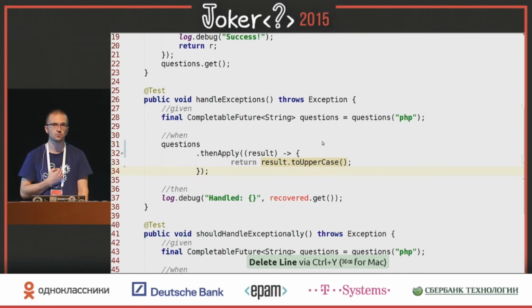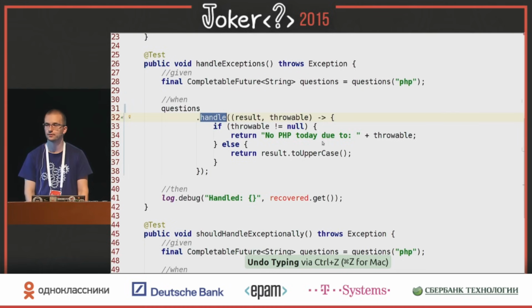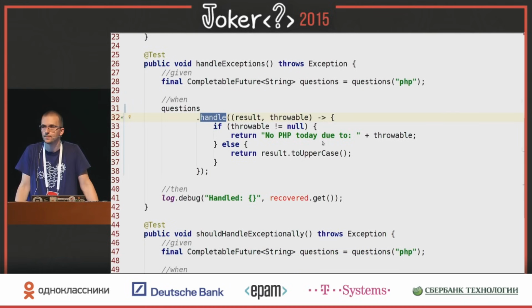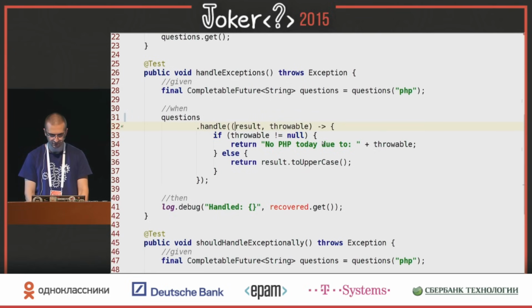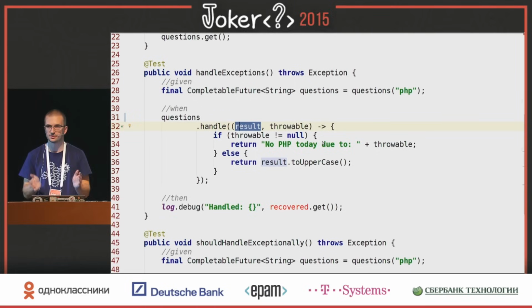However, since we also want to handle exceptions, if they occurred upstream, so in one of the upper levels of the operators, we go for handle. There was a question, or no? Excuse me? Yes, for both success and failure. So if the execution was successful, this value will be the actual result. So it covers both paths, the successful path and the error path.